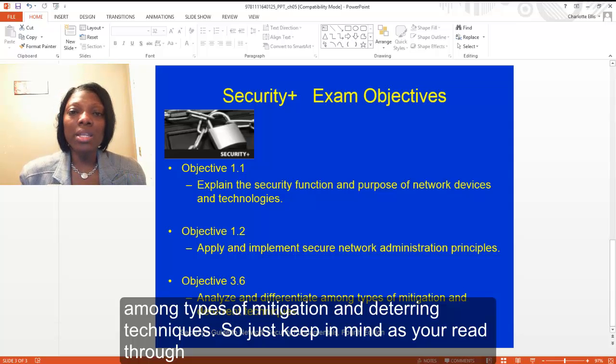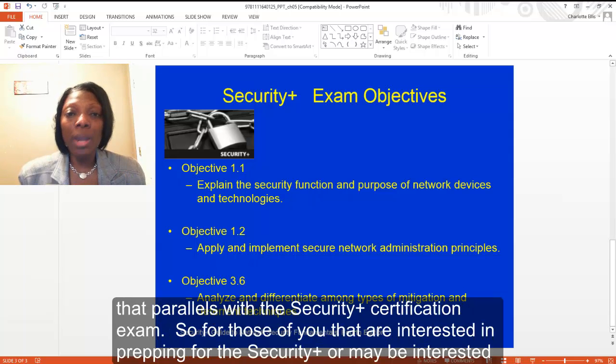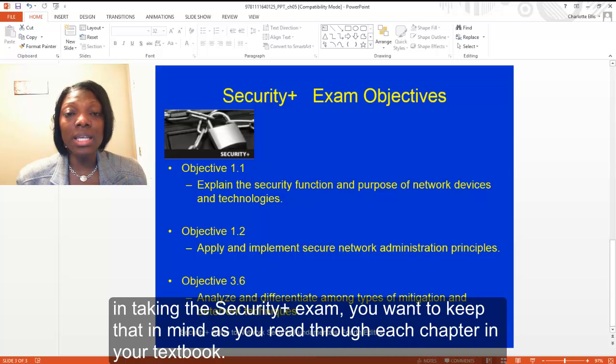So just keep in mind that as you read through each chapter in your textbook, you're going to see a Security Plus icon with lists of objectives that parallel the Security Plus certification exam. So for those of you that are interested in prepping for the Security Plus, or maybe interested in taking the Security Plus exam, you want to keep that in mind as you read through each chapter in the textbook.